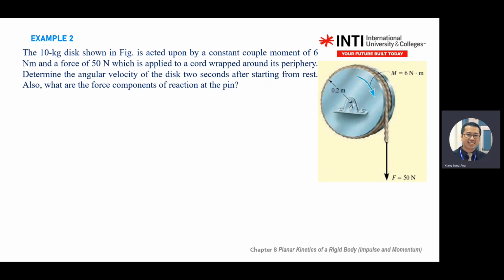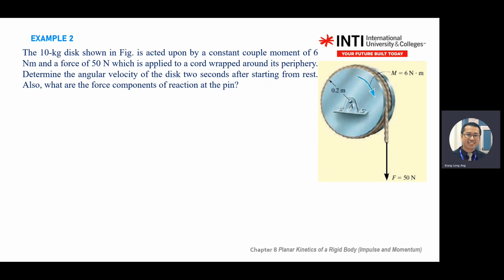So chapter 8 will give you time to determine. When you have time, it means you can find impulse already, because force multiplied by t is impulse, and moment multiplied by time is also impulse. So this is the trick. When you see the question, you know what you need to do.